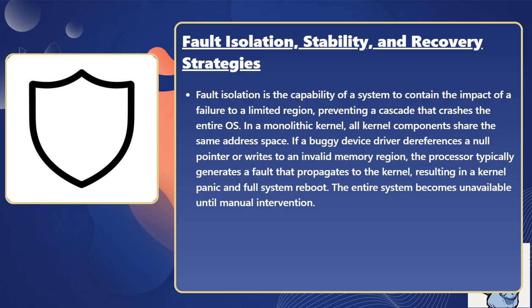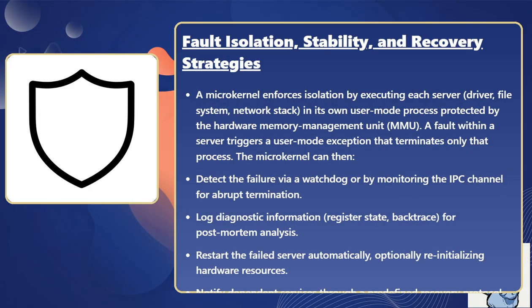The entire system becomes unavailable until manual intervention. A microkernel enforces isolation by executing each server, driver, file system, and network stack in its own user mode process, protected by the hardware memory management unit. A fault within a server triggers a user mode exception that terminates only that process.